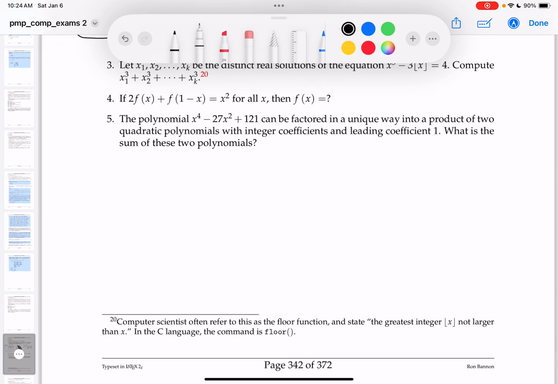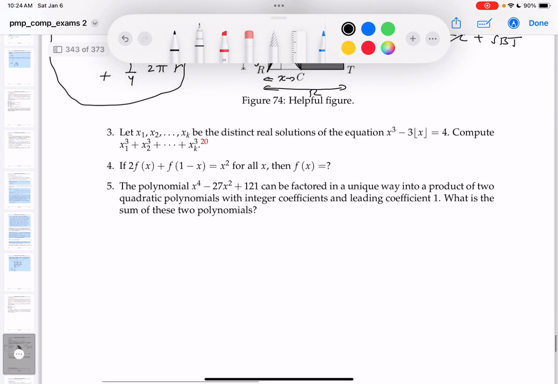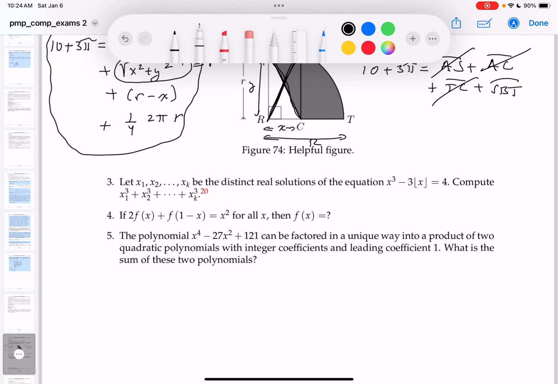Computer science often refers to a floor function. It states the greatest integer not larger than x. Right? But it is called the floor function, or some people might call it the greatest integer function. These are complicated problems, by the way. So I'm going to go to the whiteboard, and I want to talk about it.